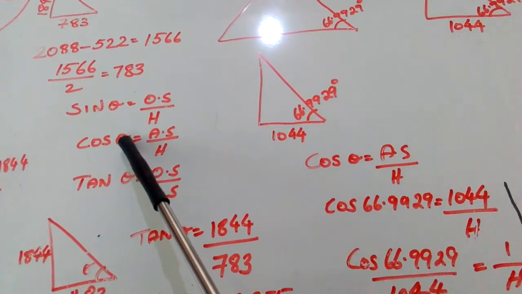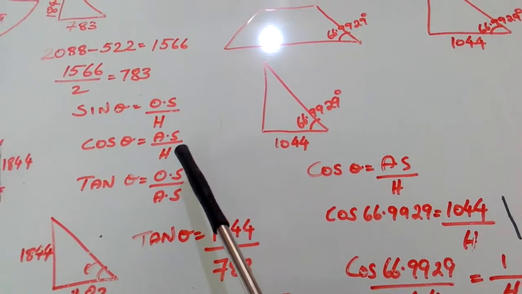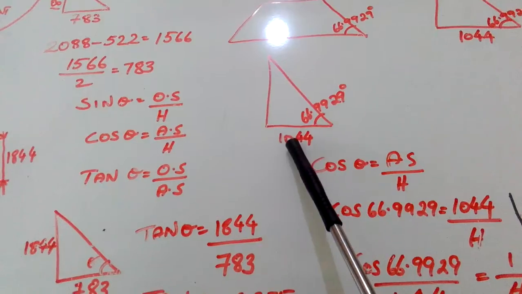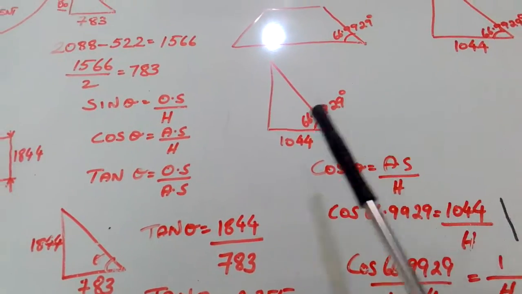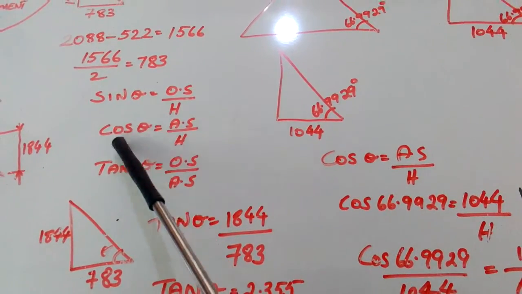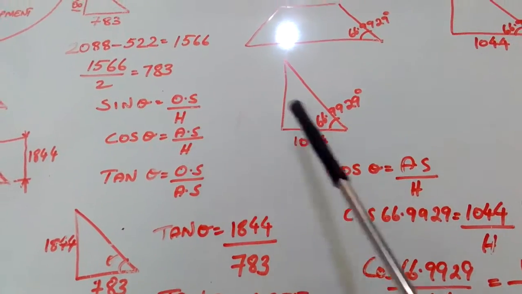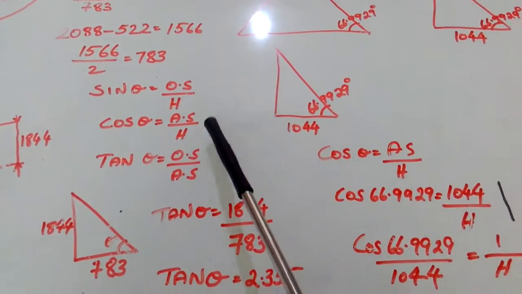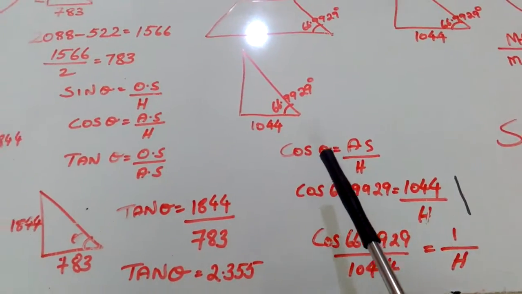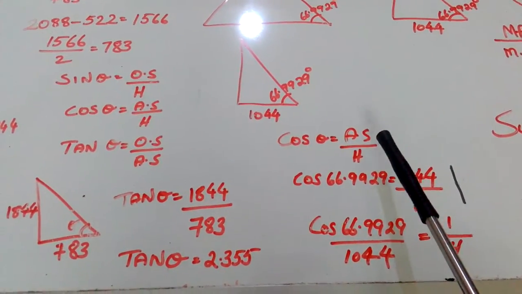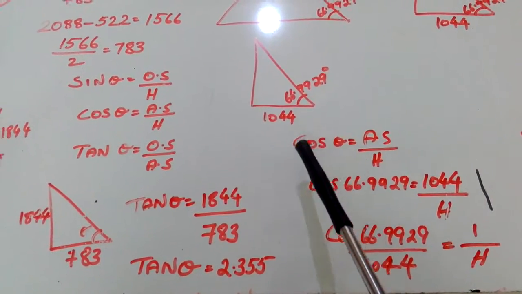We can use cos theta, because its formula is adjacent side divided by hypotenuse. Adjacent side we have, only hypotenuse we don't have. The degree we have, and the adjacent side we have, only the hypotenuse we don't have. Only one measurement is missing here, so we can use the formula cos theta. I have written it once again: cos theta is equal to adjacent side divided by hypotenuse. We can apply the measurements to this formula.